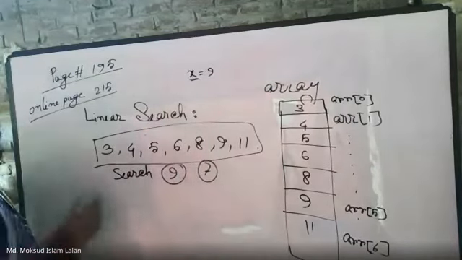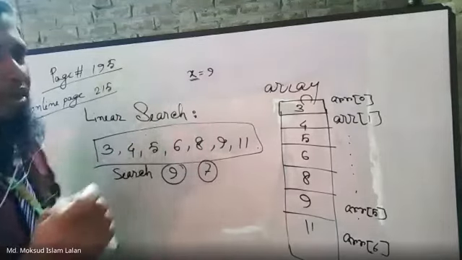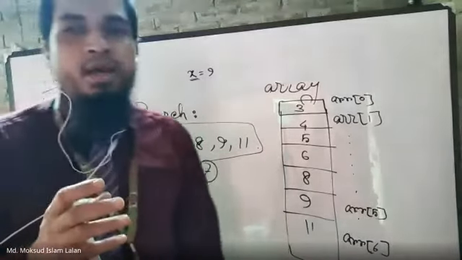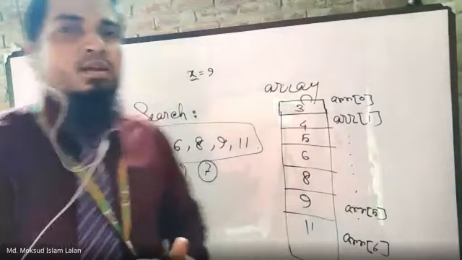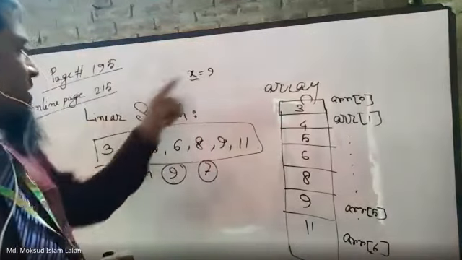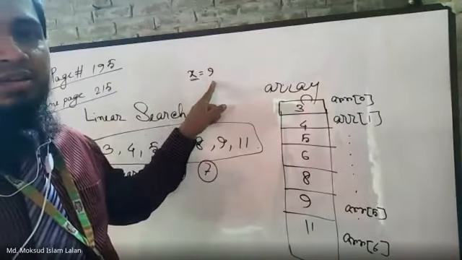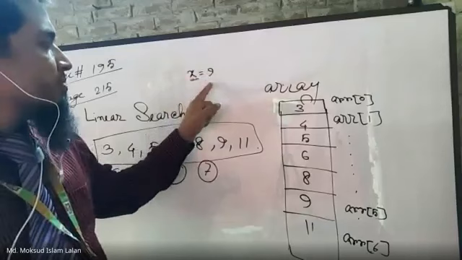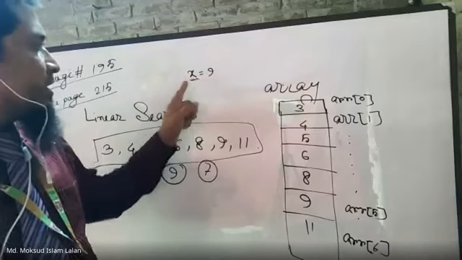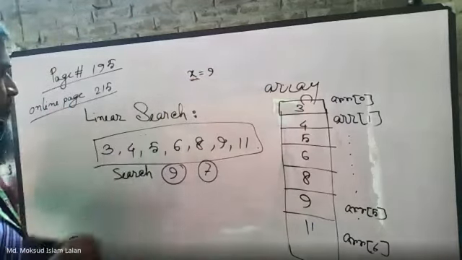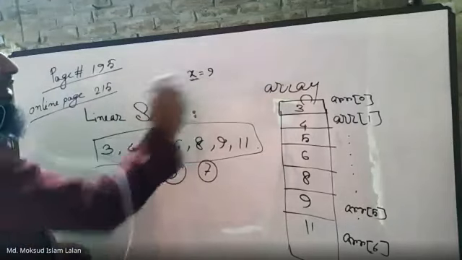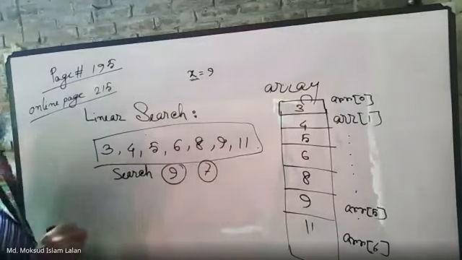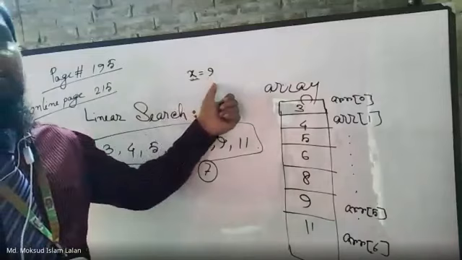Linear search means, suppose you need to compare each and every element with the searching element, right? Yes, sir. This is our searching element, this x which equals 9. We have to compare each and every element with 9 until we get exactly 9, right? Yes, sir.